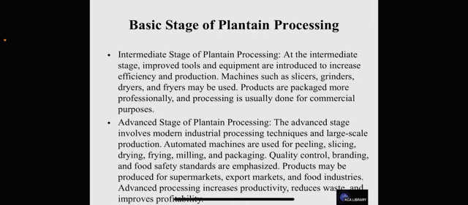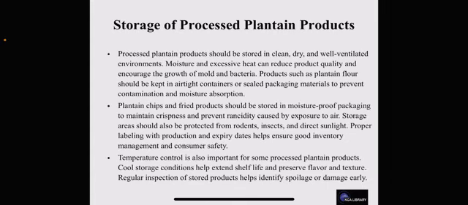At the advanced stage of plantain processing, this involves modern industrial processing techniques and large-scale production. Automated machines are used for peeling, slicing, drying, frying, milling, and packaging. Quality control, branding, and food safety standards are mostly emphasized. Products may be produced for supermarkets, export markets, and food industries. Advanced processing increases productivity, reduces waste, and improves profitability.